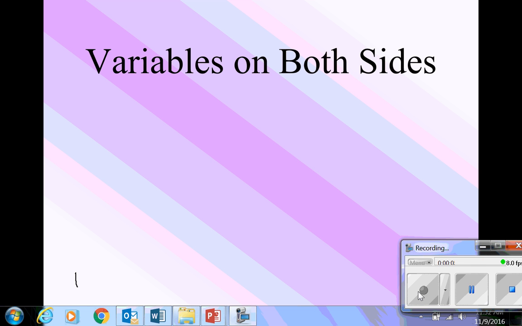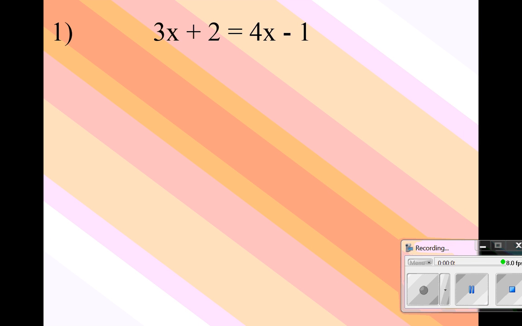Variables on both sides are the equations we're going to learn about today. The first example is 3x plus 2 equals 4x minus 1. First thing you should do is draw a line down the equal sign. And there's a lot of options that you can do here. You could subtract 3x from both sides. You could subtract 2 from both sides. You could subtract 4x from both sides, or even add 1 to both sides.